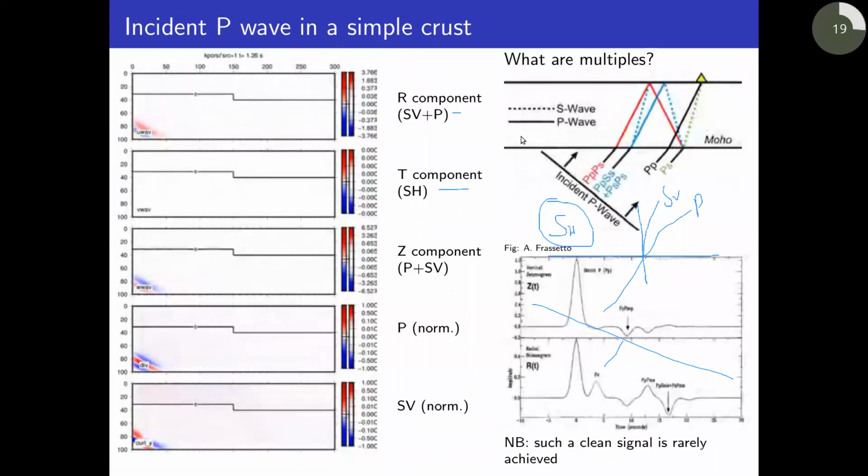And yeah, this is what I was explaining. So the initial incident P wave is coming, it converts, and also there are multiples.